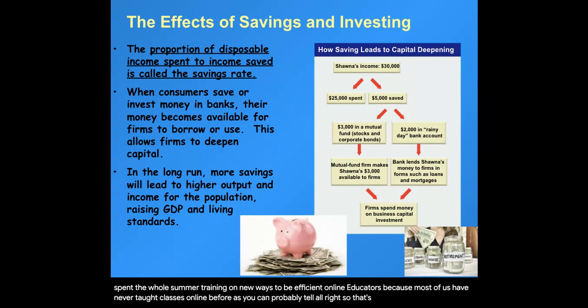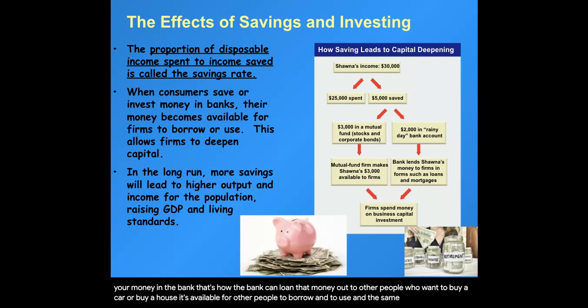All right, so the effects of saving and investing on the economy. The portion of disposable income saved rather than spent is what we call the savings rate. When a customer saves or invests their money in a bank, their money becomes available for other people to use. Like we talked about earlier with banking, when you put your money in the bank, that's how the bank can loan that money out to other people who want to buy a car or buy a house. It's available for other people to borrow and use.